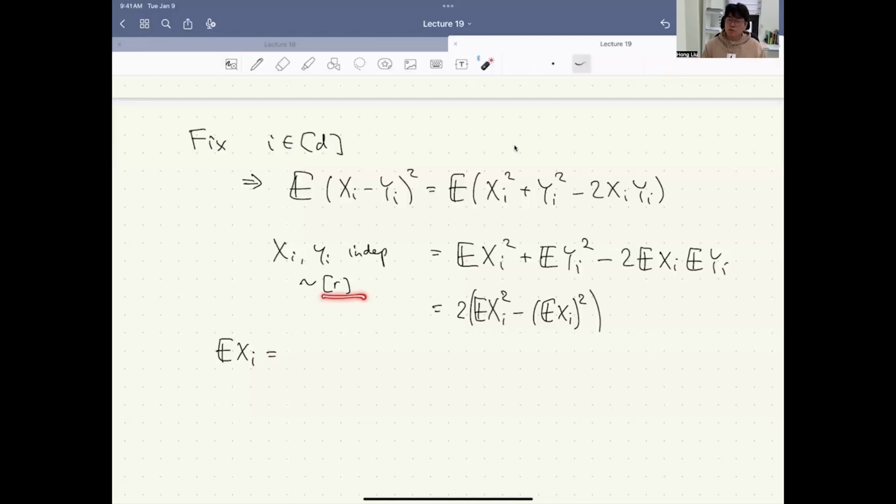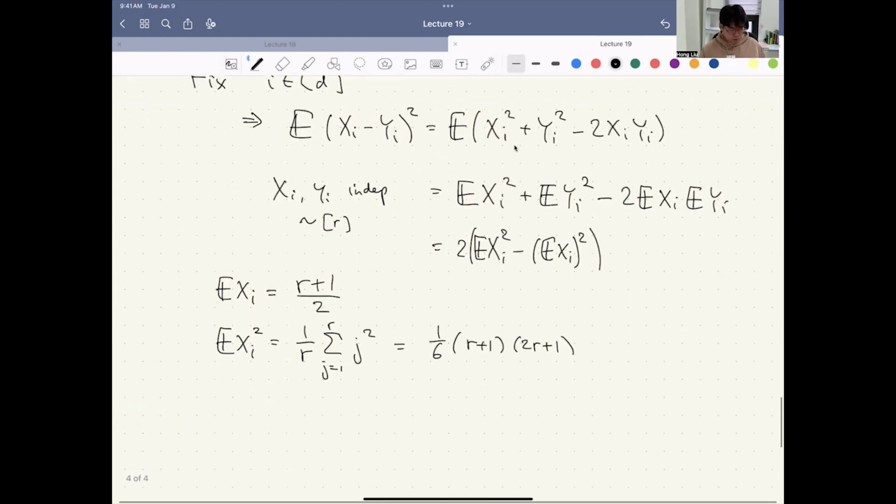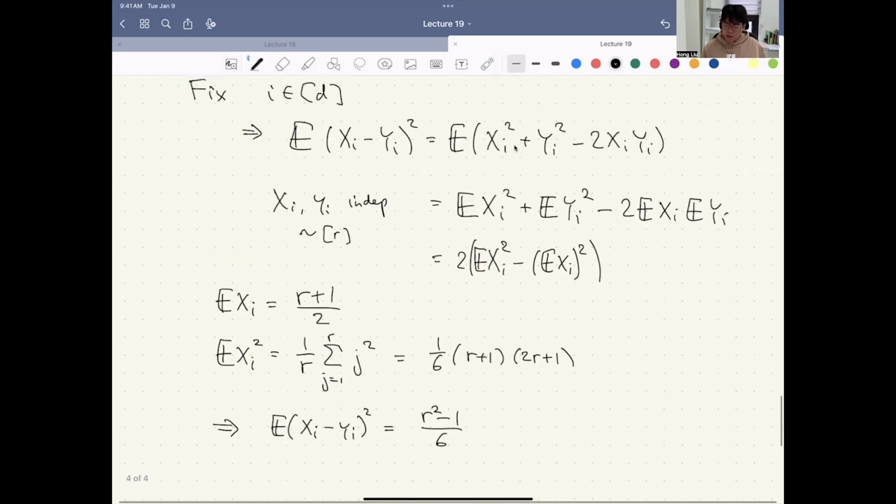What is the expectation of xi? Well, it is distributed between 1 and r uniformly at random, so the expectation is just the average, r plus 1 over 2, easy to compute. The expectation of xi squared is what? Well, xi takes value j, I should write j rather than i as before, let me not confuse you, j goes from 1 to r, with the same probability 1 over r. So xi squared is j squared. If you compute this, it equals 1 over 6 times r plus 1 times 2r plus 1. Good. This then implies we have the above value to be r squared minus 1 over 6. Pure computation.